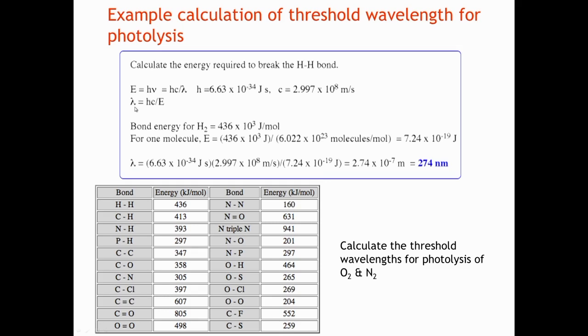So the wavelength, which is Planck's constant times the speed of light divided by the energy of the bond, tells you that that is the threshold value for the photolysis, so the photodissociation of molecular hydrogen. So where does that happen in the atmosphere?